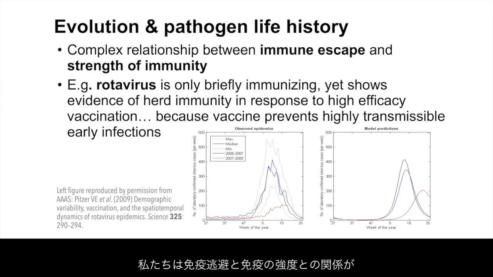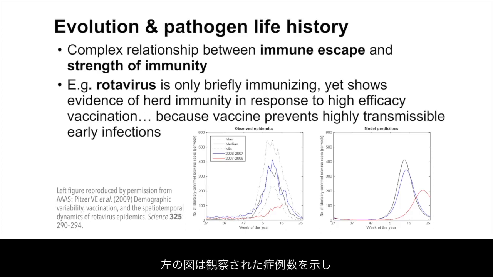We've also shown that the relationship between immune escape and strength of immunity can be complex. For example, it can depend on the details of pathogen life history. This is illustrated by rotavirus, a major cause of infant diarrhea. Rotavirus is only imperfectly immunizing, so we would not expect to see strong evidence of herd immunity. But in fact, rotavirus does show evidence of herd immunity in response to highly efficacious vaccines. This is illustrated in this figure.